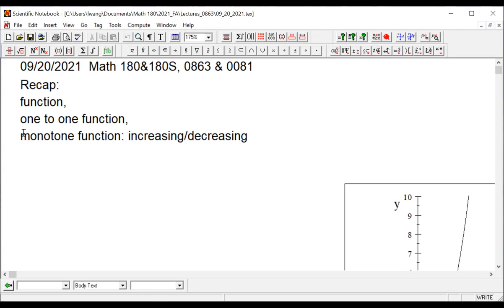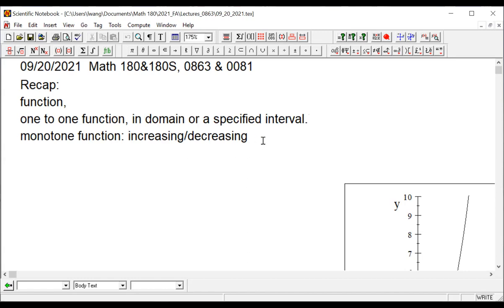So monotone means they're just the same tone, right? You understand that word, monotone. So monotone function means a function that's either increasing or decreasing. But understand, the definition of 1-to-1 function needs you to specify the domain. You need to specify the interval, typically in a domain, or a specified interval.